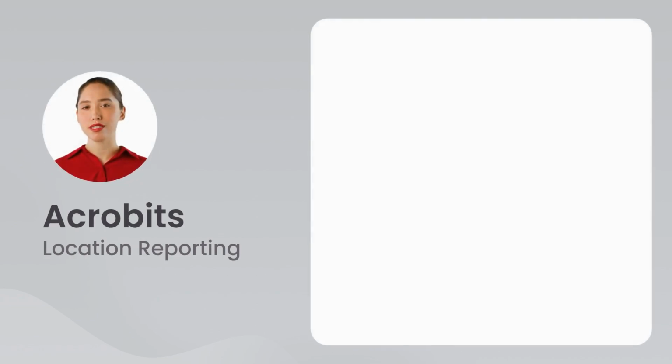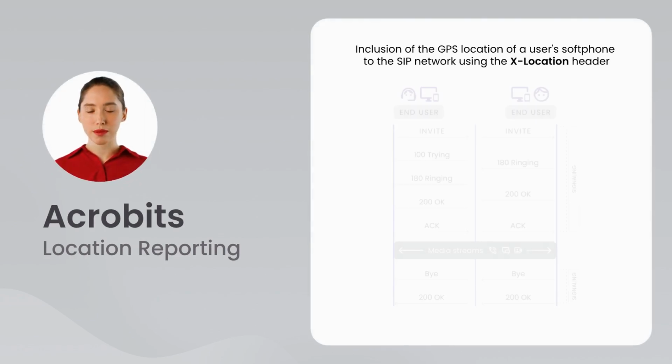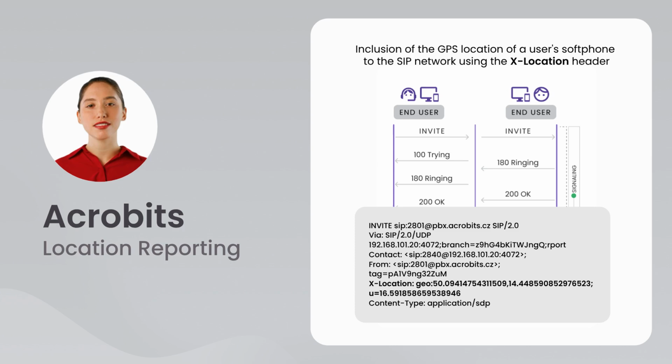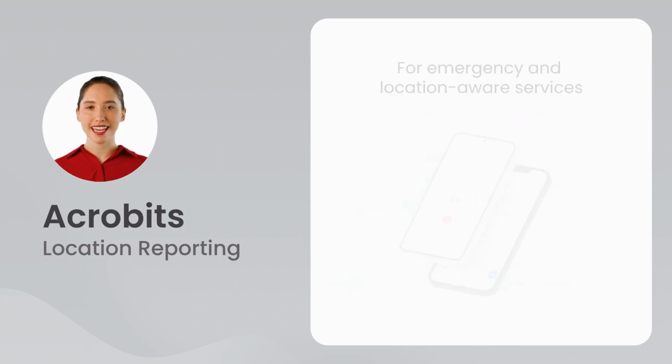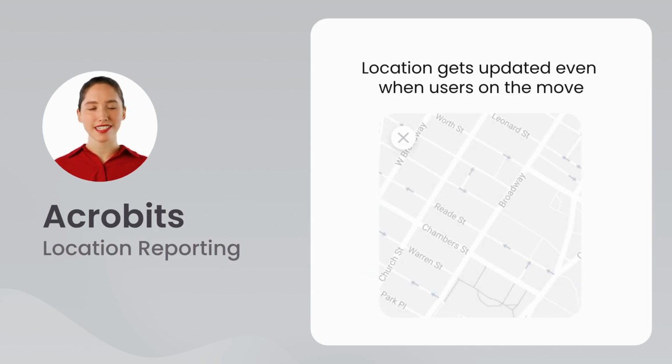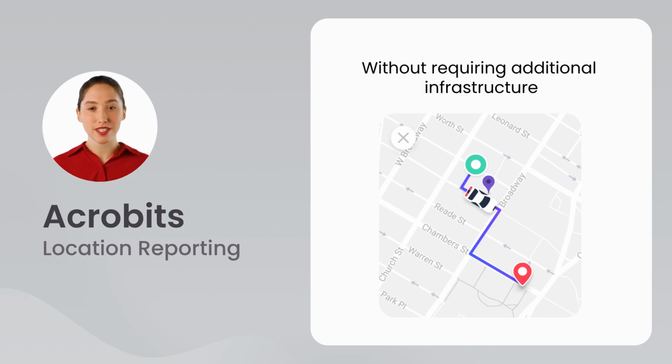Here is how Acrobits location reporting works. In simple terms, it adds the GPS location of your users' softphones to the SIP network using a special header called X-Location. This header contains the user's GPS coordinates, which can be used for various purposes, such as emergency or location-based services. The best part is that this location data updates in real time, even when users are on the move, and it requires no additional infrastructure.